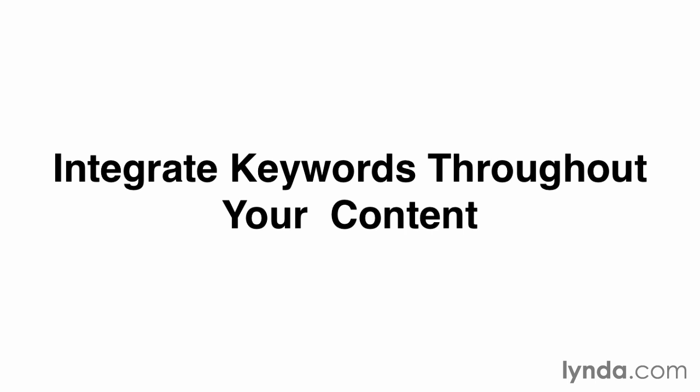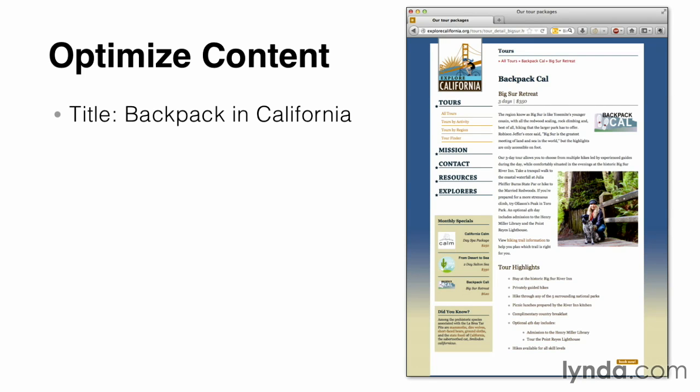Now let's look specifically at how we can take the key phrases that we have learned through our keyword research and implement them through the content on our page. So when we go to our Explore California page, we're going to look specifically at the backpacking page. The current page title is Our Tour Packages. And just looking at the content, a better title would be Backpack in California.